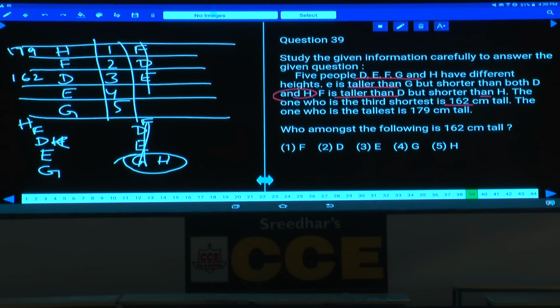Who among the following is 162 centimeters? Tell me who is the 162. Now that is D, that is given in choice 2.